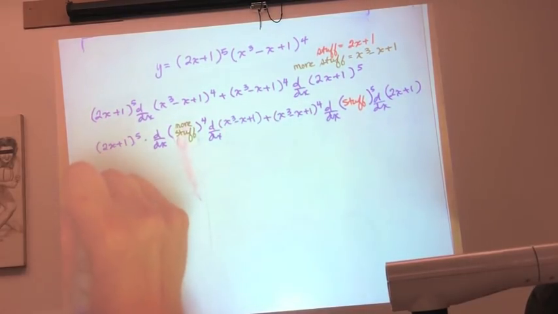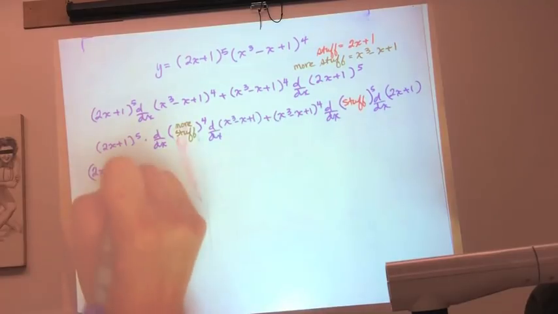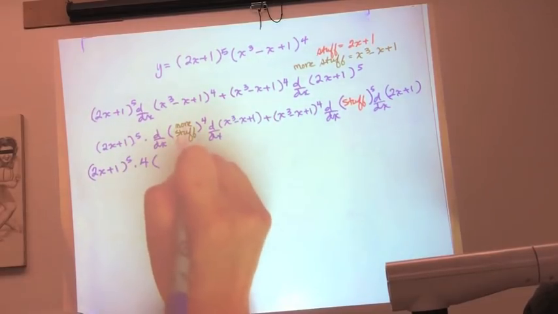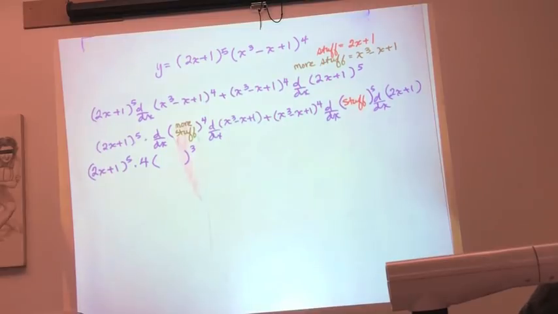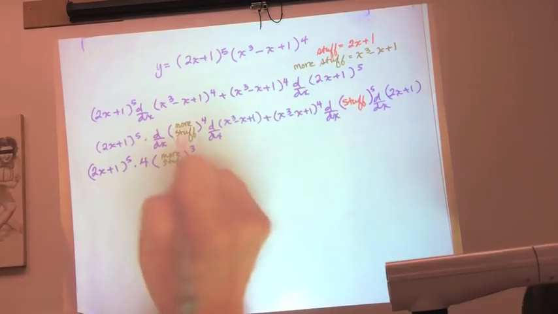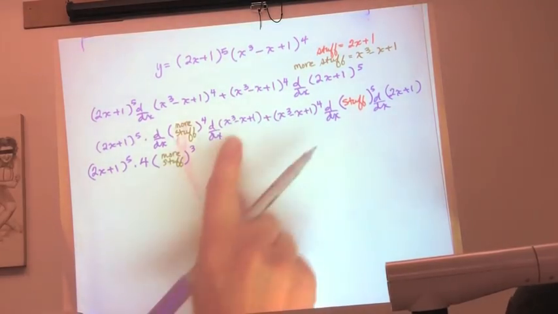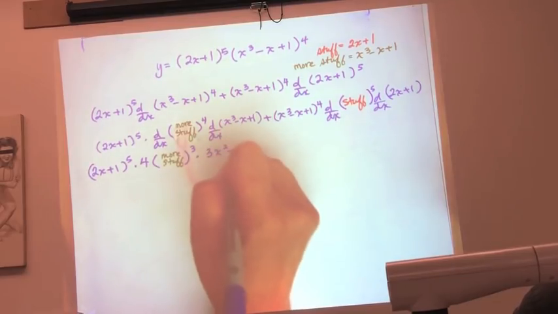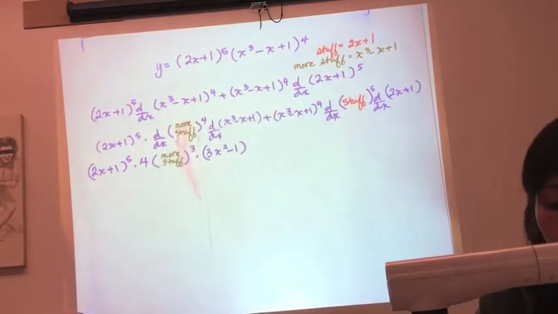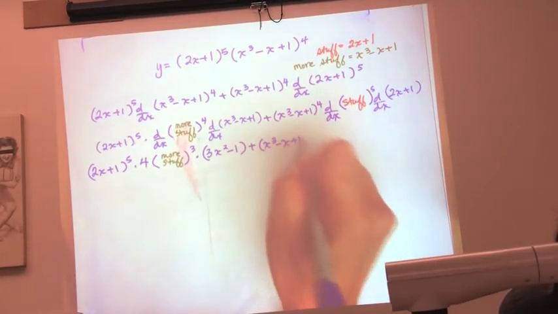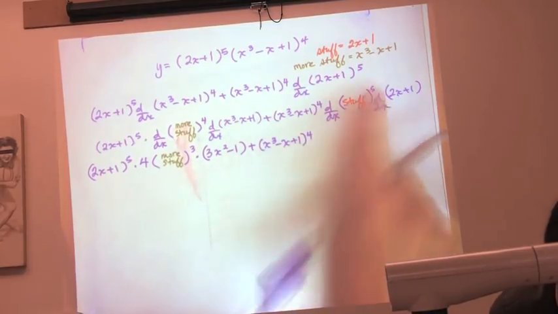So in this case I get (2x plus 1) to the 5th power. That stays the same. Over here I'm going to multiply that by 4, and then my more stuff stays the same. I'm going to subtract 1 from there, so that's 3. This is more stuff. And then I'm going to derive my inner parts over here. So I get (3x squared minus 1), keep those in parentheses, plus (x cubed minus x plus 1) to the 4th power.